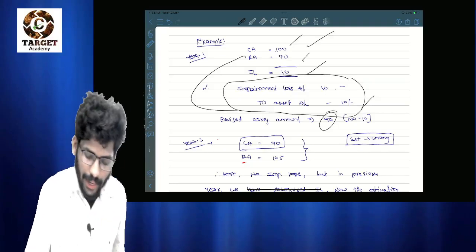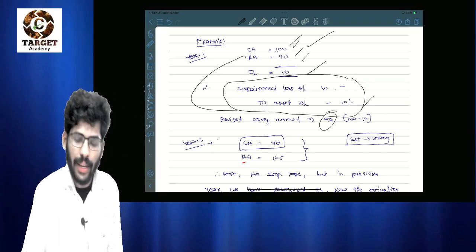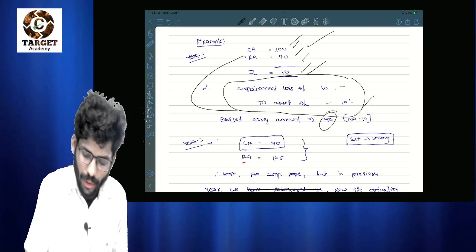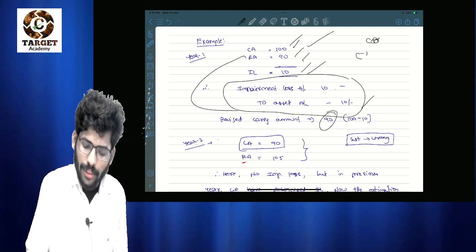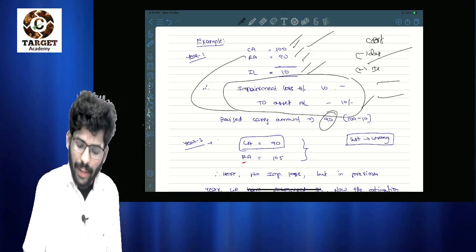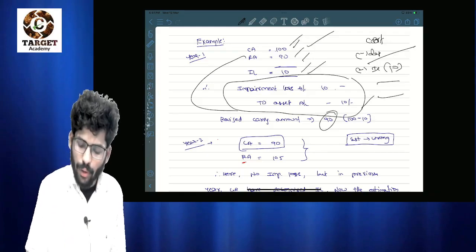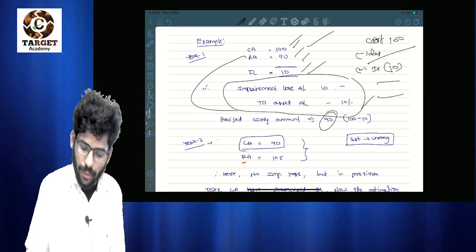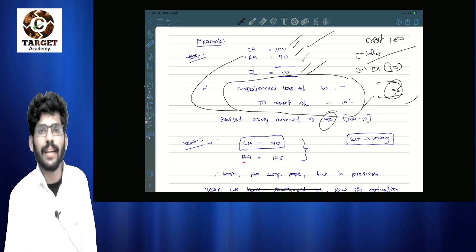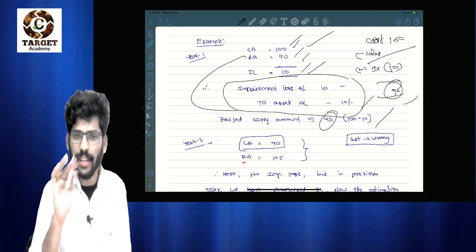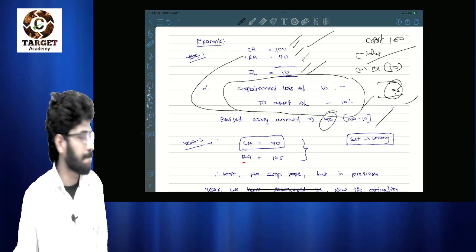Understood or not? Carrying amount is 100, recoverable amount is 90, impairment loss is 10. Then what is the revised carrying amount here? What is the formula, sir? Carrying cost minus depreciation minus impairment loss. Correct or not? So we all assume that there is no depreciation. Then we need to reduce the impairment loss also. How much? 90 is the revised carrying amount. This is the first year. Everyone knows about it. Okay.